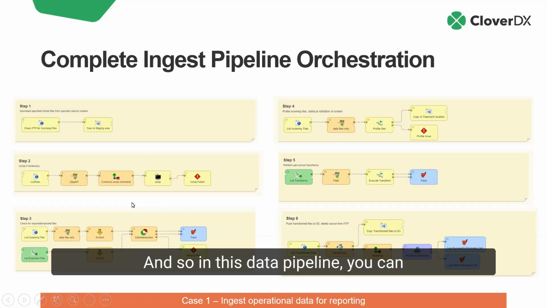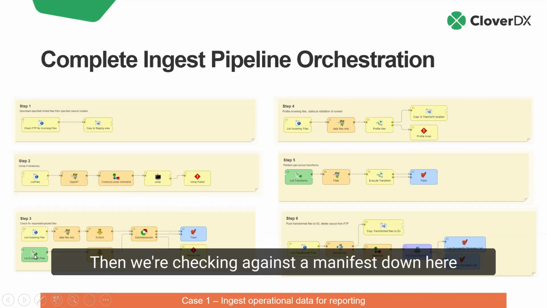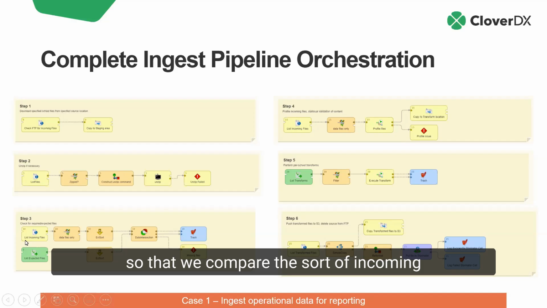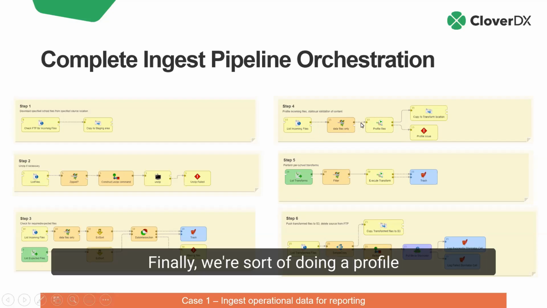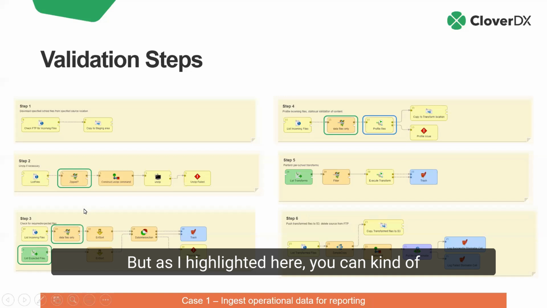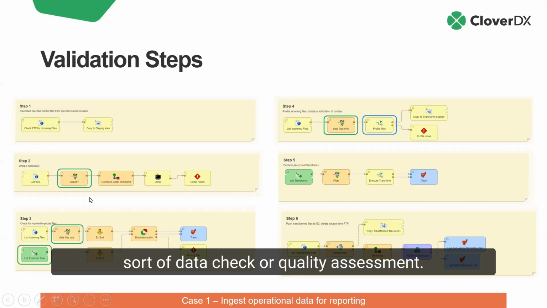And in this pipeline, you can see that we're checking the FTP files. We're listing the files, checking to see if we need to unzip them. If we do, we unzip them. Then we're checking against a manifest down here so that we compare the incoming files with the list of expected files. Finally, we're doing a profile of the data, and that's where a bulk of the data validation takes place. But as I highlighted here, you can see all the different locations where we're doing some sort of data check or quality assessment, right?